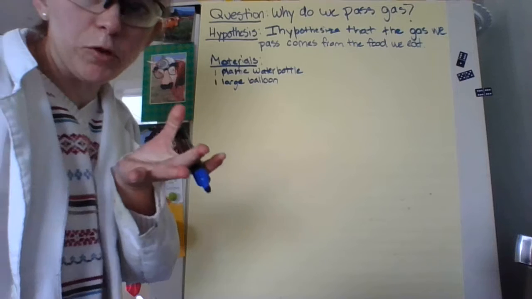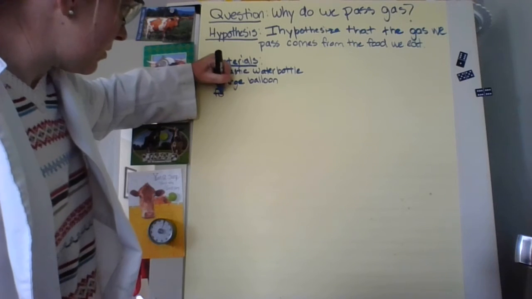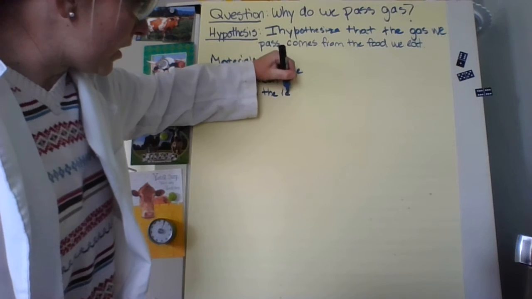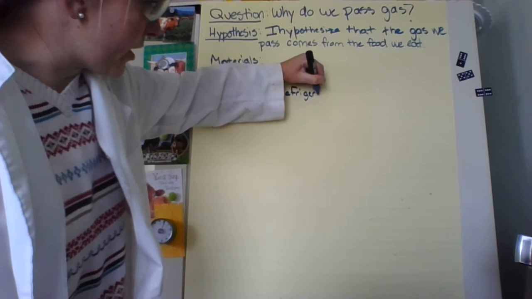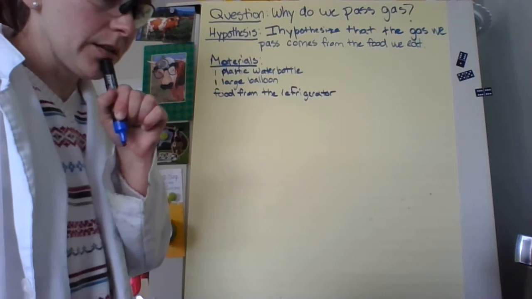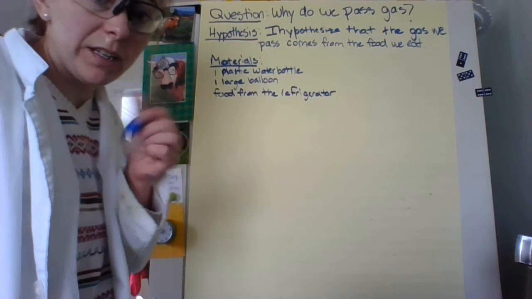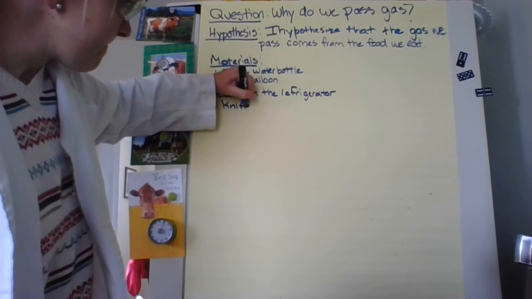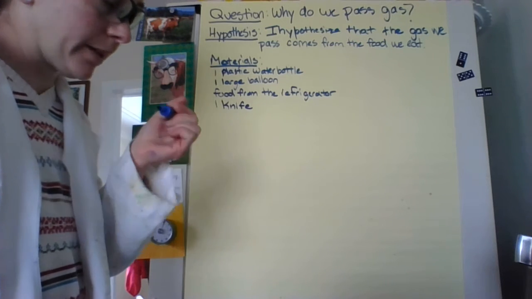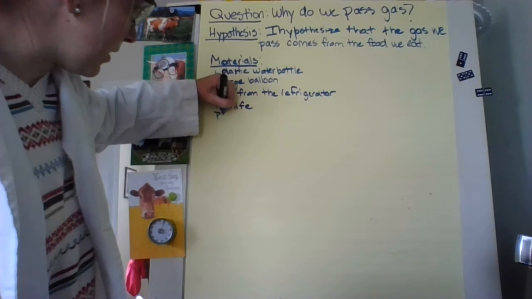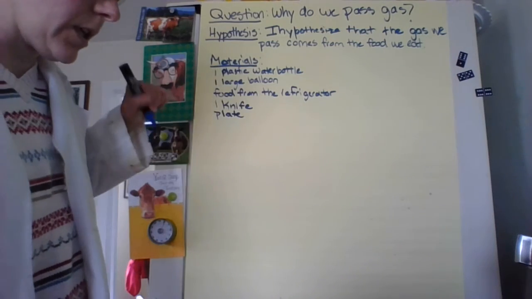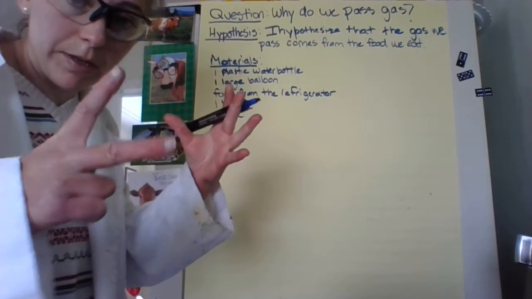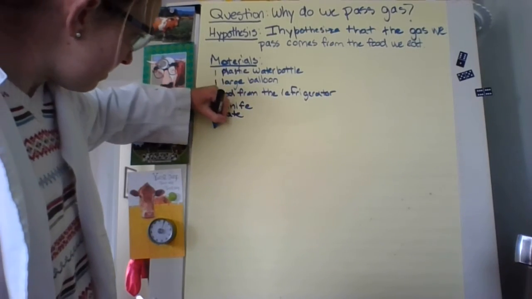And I'll need some food from the refrigerator. All right. Then let's see, what else would I need? I'll probably need a knife to cut it. So one knife, and let's see. I'll probably need a plate to cut it on. A plate and a measuring tape to be able to measure how big the balloon expands to once the gas has been created.